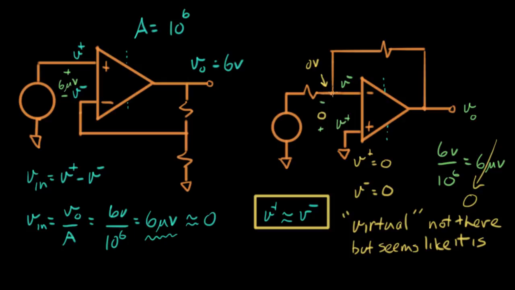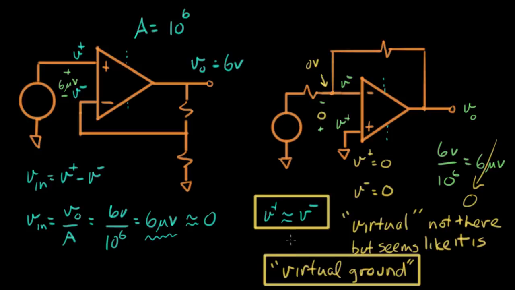So in this case, this node is not connected to ground, but it seems like it is. So this is referred to as a virtual ground. So these two ideas say the same thing. V plus equals V minus is always the situation around the input to an op-amp when it's running properly. And in the case particularly of this op-amp configuration where the plus terminal is connected to ground, we say that the other terminal, V minus, is at a virtual ground or is a virtual ground.